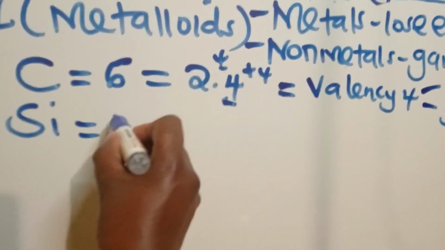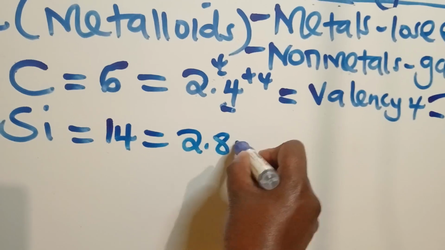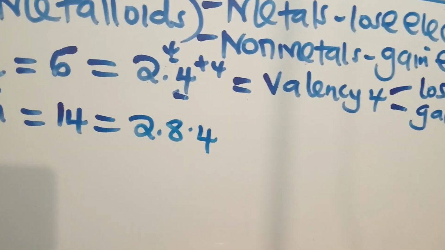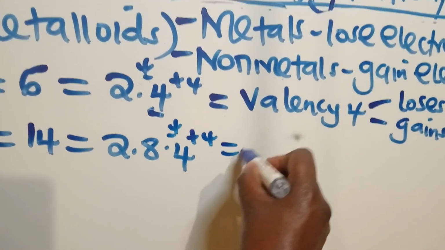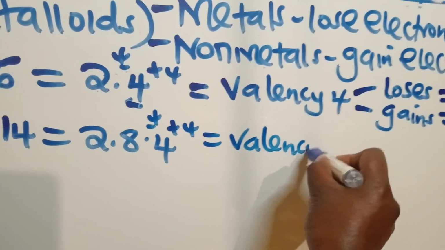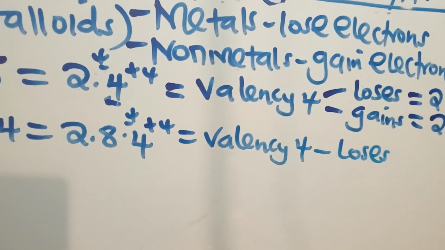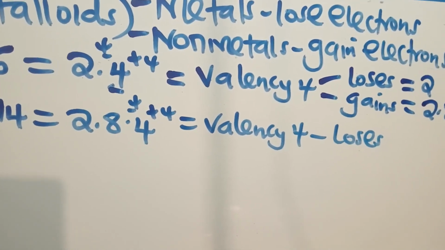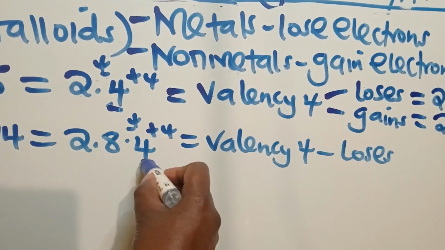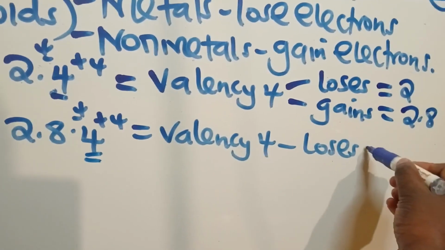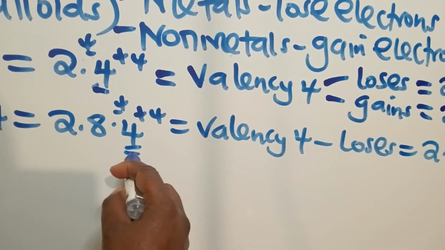Next we have silicon with atomic number 14. So 2.8.4 is the electronic arrangement. It can again gain 4 or lose 4, so end up with a valency 4. When it loses the 4 electrons from the outermost energy level, it will end up with an ionic configuration of 2.8 once it loses the 4.